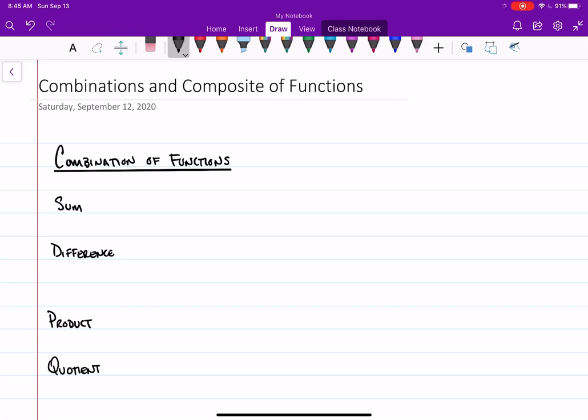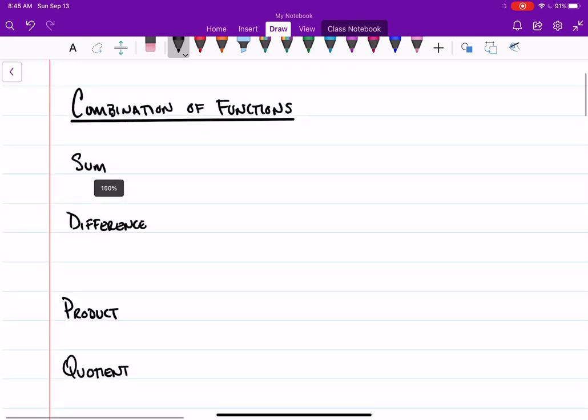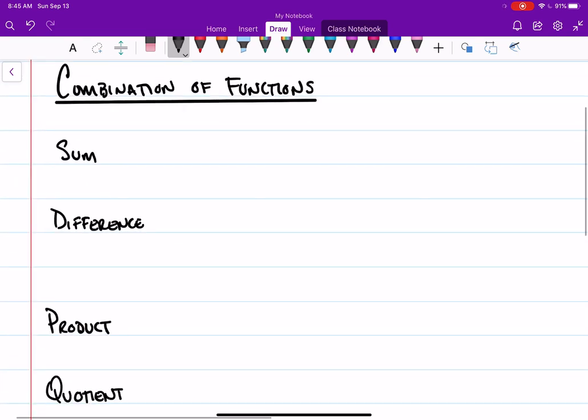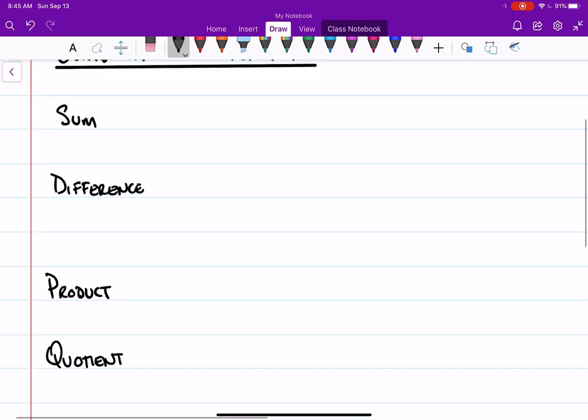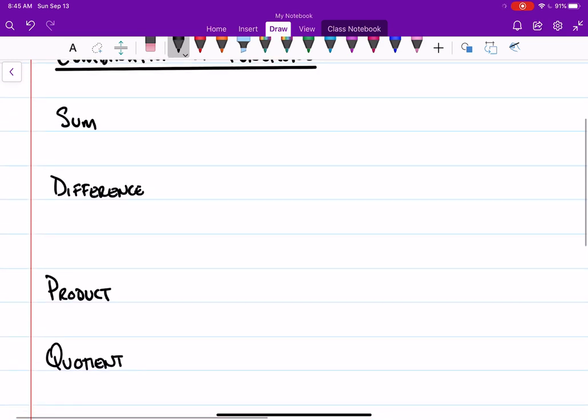All right, so today we're talking about combinations and composite of functions. So let's first talk about combination of functions. That's where you're going to have sum, difference, product, and quotient. Once you see what it actually means, you're going to be like, okay, I can make sense of that.